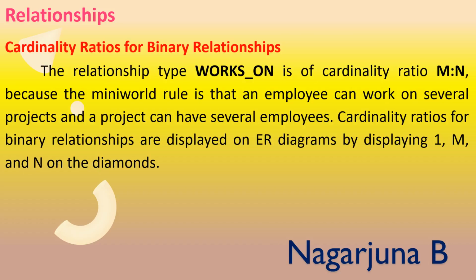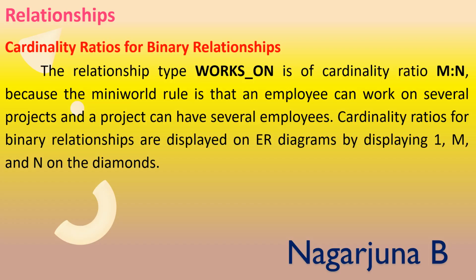The relationship type works on is of cardinality ratio m:n. This is also a binary relationship because the mini world rule is that an employee can work on several projects and a project can have several employees. That means one employee can work on n number of projects and one project can have n number of employees. For that purpose, works on is a relationship type and its cardinality ratio is m:n.